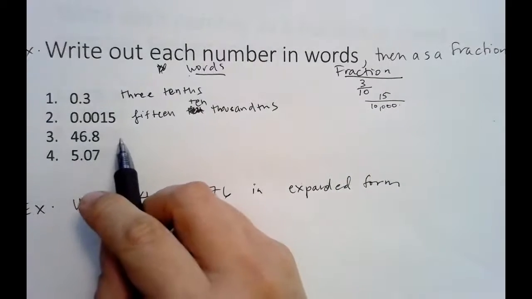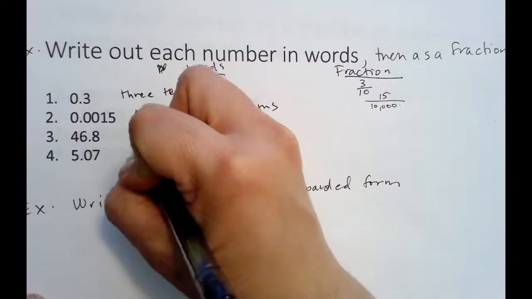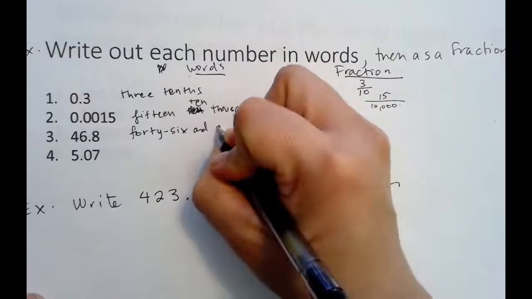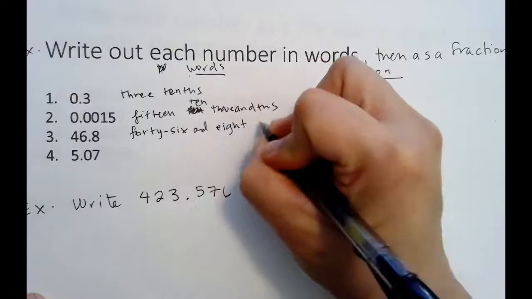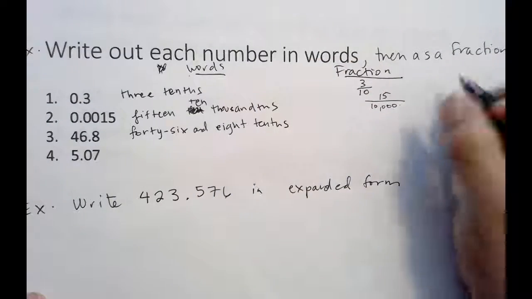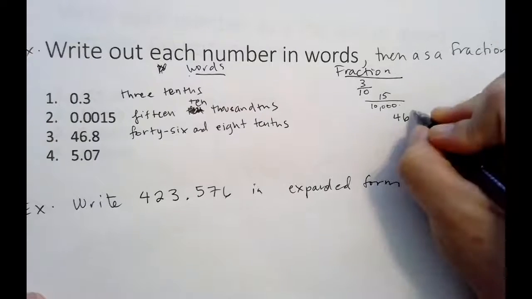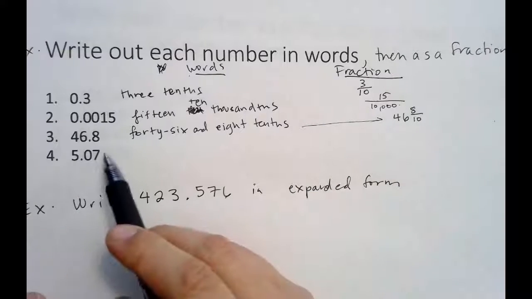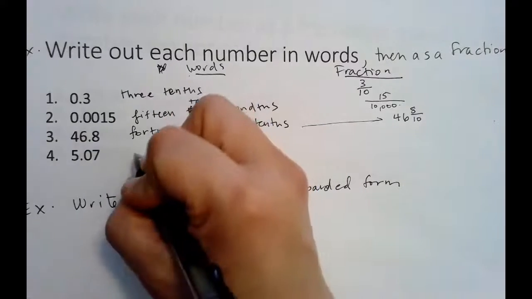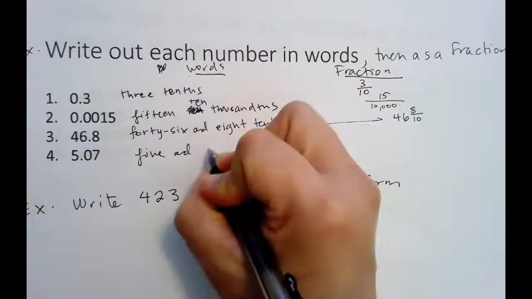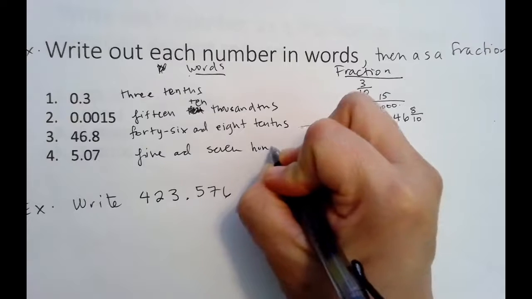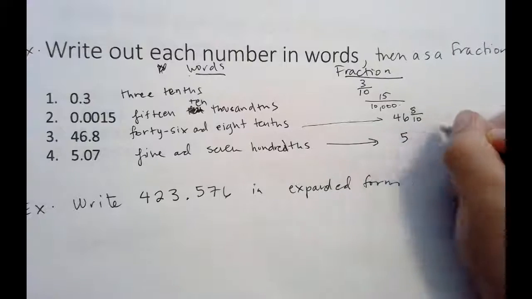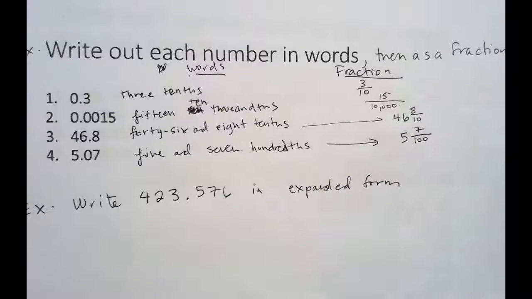And then this one's 46.8, so 46 and 8/10. You could write that as a mixed number, which would be 46 and 8/10. Okay, that would be this one right here. And then 5 and 700ths. This is 5 and 700ths.